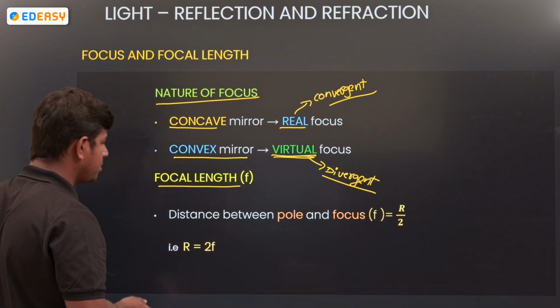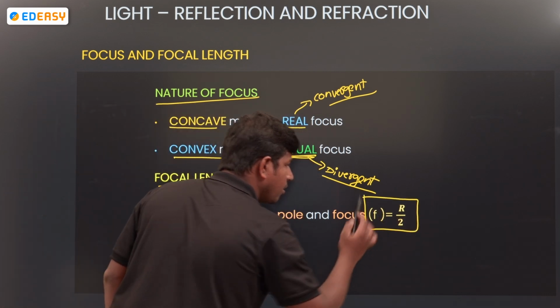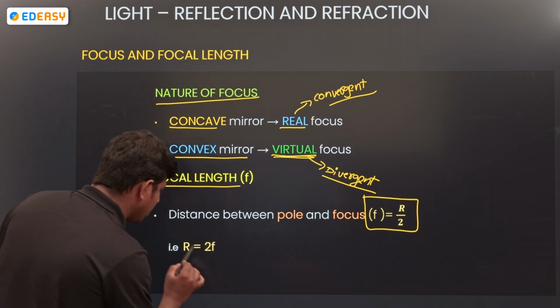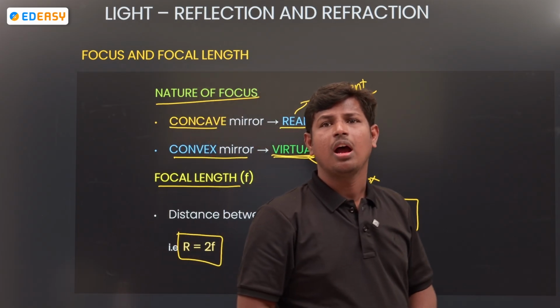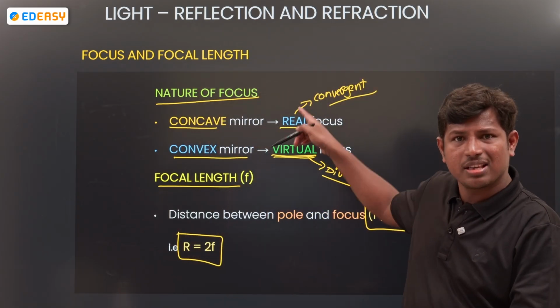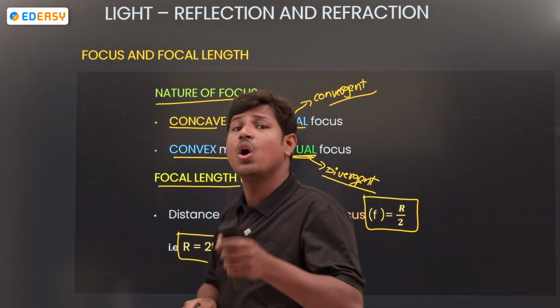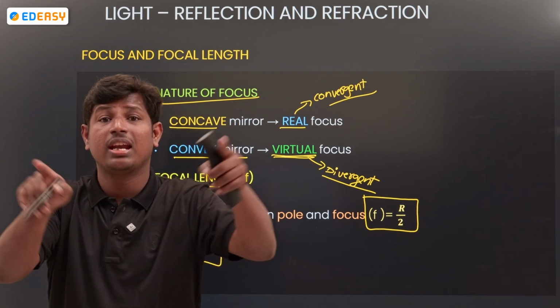Here we also have to see the relation between radius of curvature and focal length. F is equal to R by 2, so R is equal to 2F. Clear? Concave mirror always gives a real focus. Convex mirror always gives a virtual focus, because I already explained why it gives real and when it gives virtual.